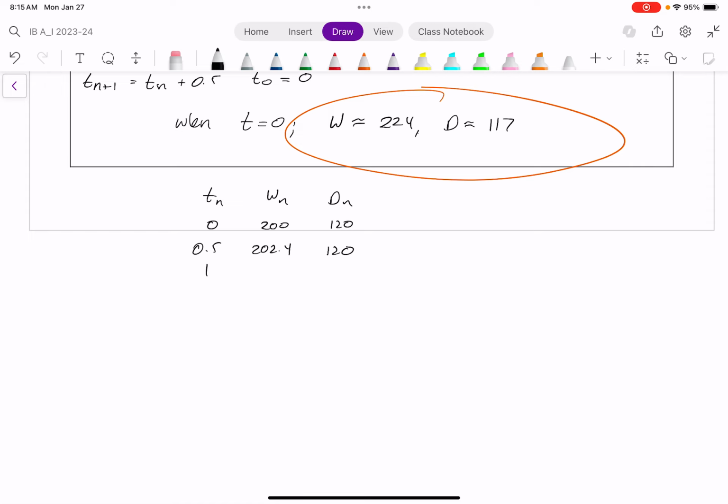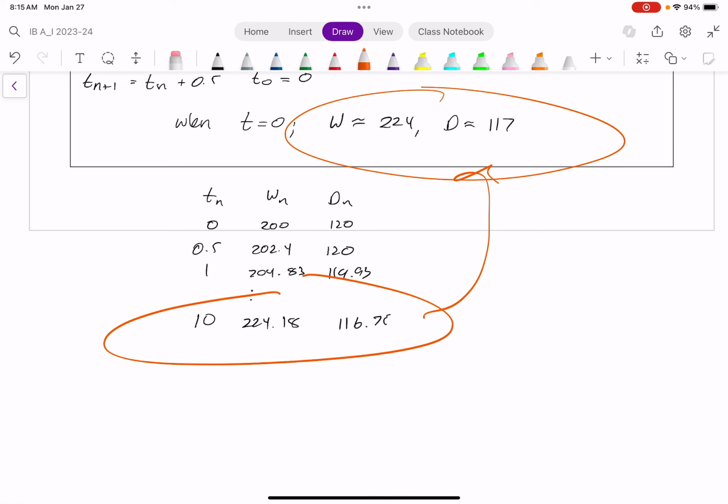After 1 year, we should see about 204.83 and 119.93. And then it goes on, and eventually, like I said, the values I actually had were 224.18 and 116.75. That's what I had on my GDC, which I rounded to 3 significant figures, which makes sense since we're dealing with populations of animals here.